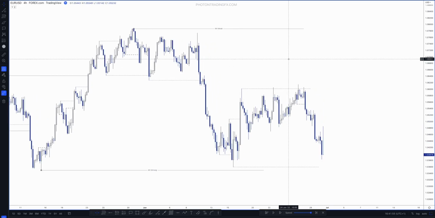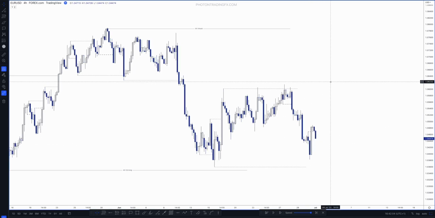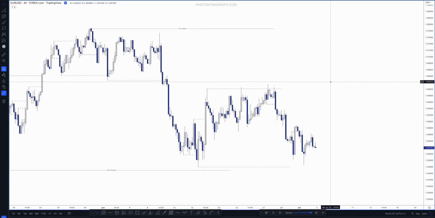So as we come down into this low, we do get a bullish change of character. Okay, so maybe this low is going to hold. All right, that's a nice sign that potentially now we could be looking for longs to take out this high. And it ends up failing, okay?